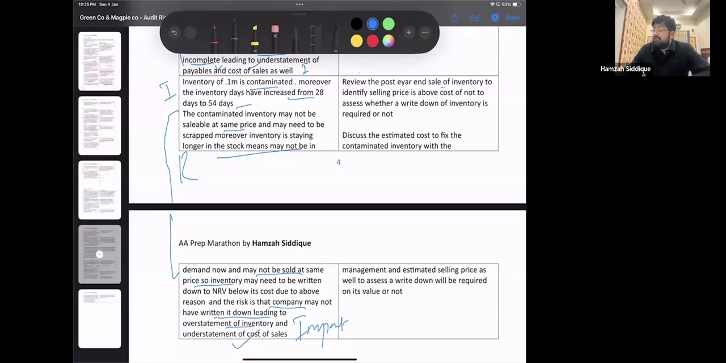So review post-year-end sales of inventory. Identify the selling price, whether it is above cost or not, and assess whether a write-down is required or not. Discuss the estimated cost to fix contaminated inventory with management, and the estimated selling price, to assess whether a write-down will be required. Very important: when inventory is damaged or contaminated and needs to be fixed, this is an important point to assess its NRV.